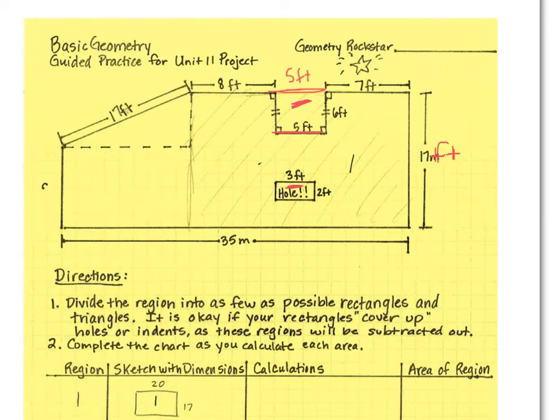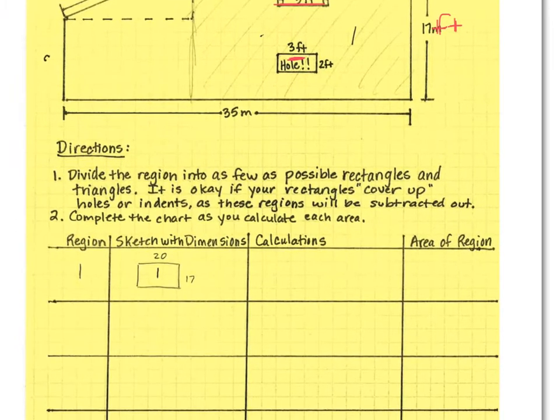So the total width of the object can be found by adding the 8, the 5, and the 7 for a total of 20 feet. Okay, and that goes all the way across the shape. All right, so on the chart, add that into the dimension. That's 20 feet by 17 feet.